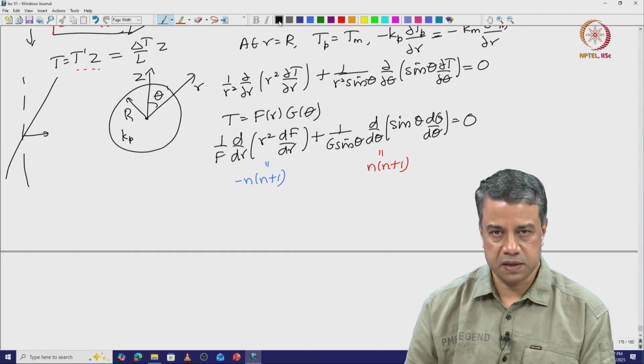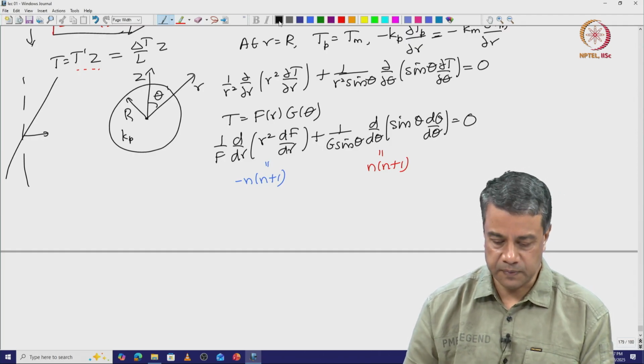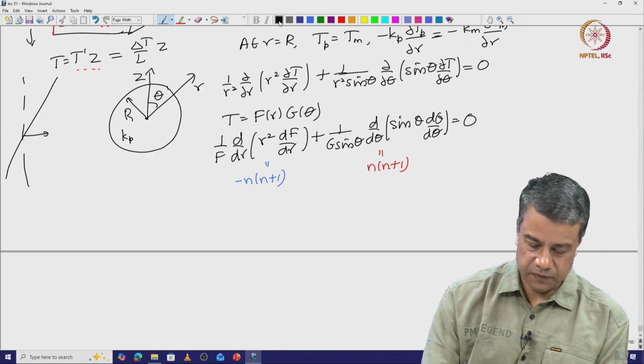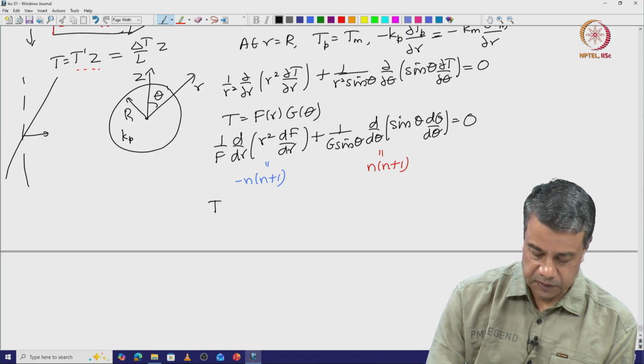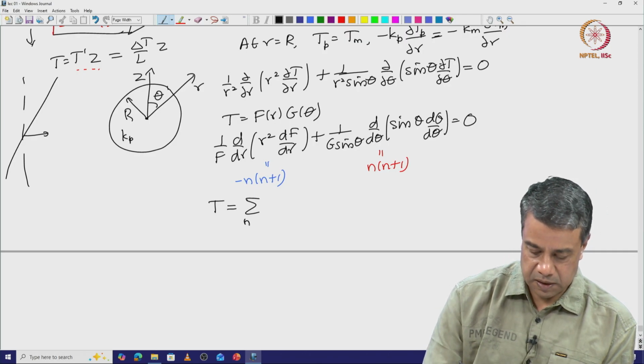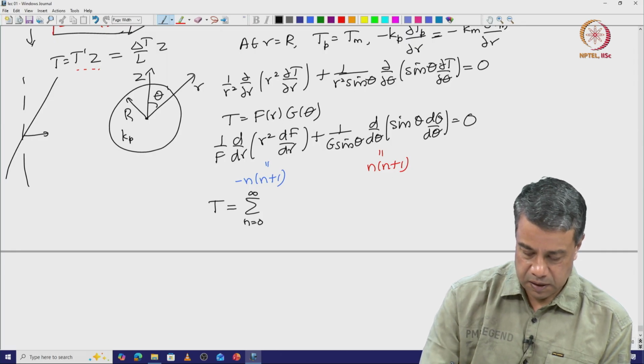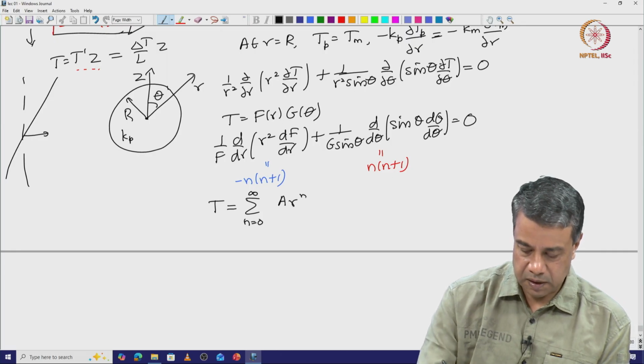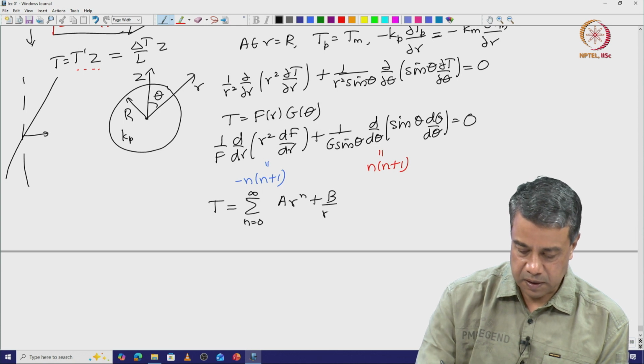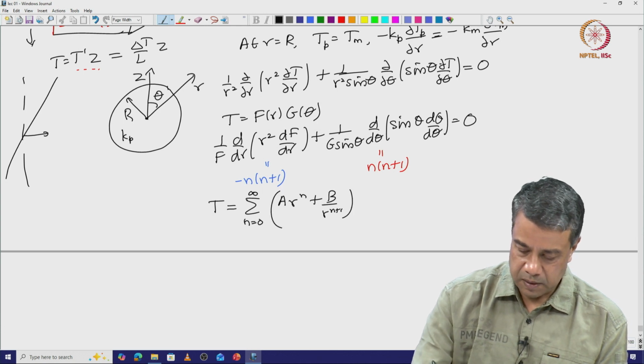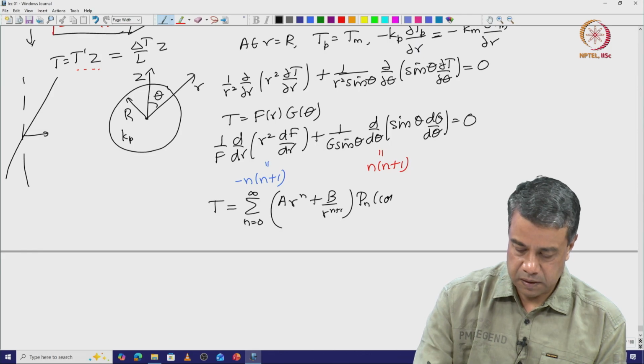In both cases, the temperature field has the same form. This solution is of the form, T is equal to sum n is equal to 0 to infinity of a r power n plus b by r power n plus 1 times Pn of cos theta.